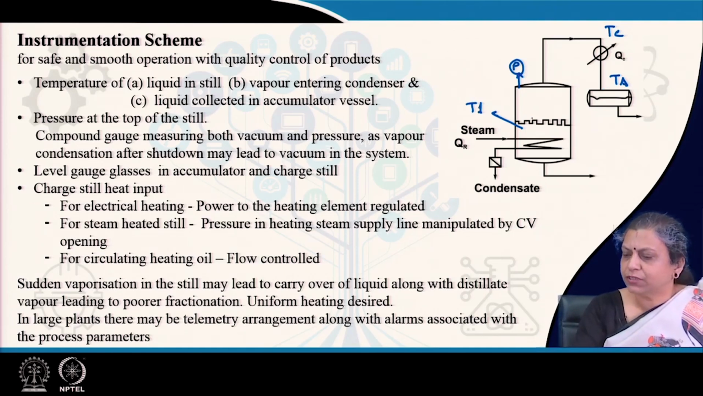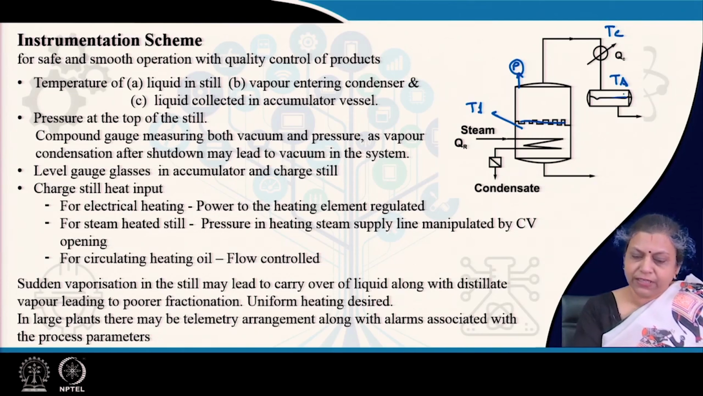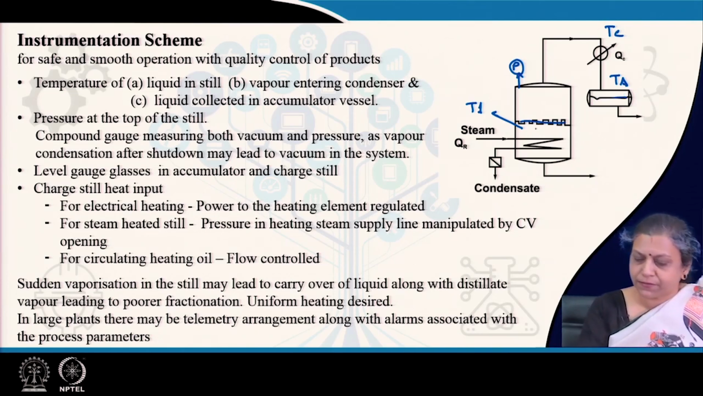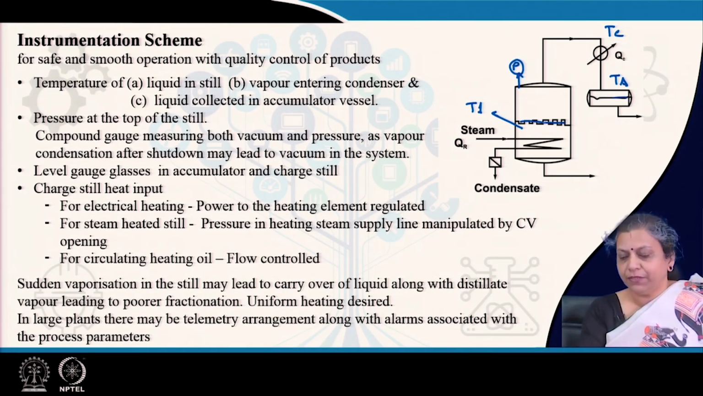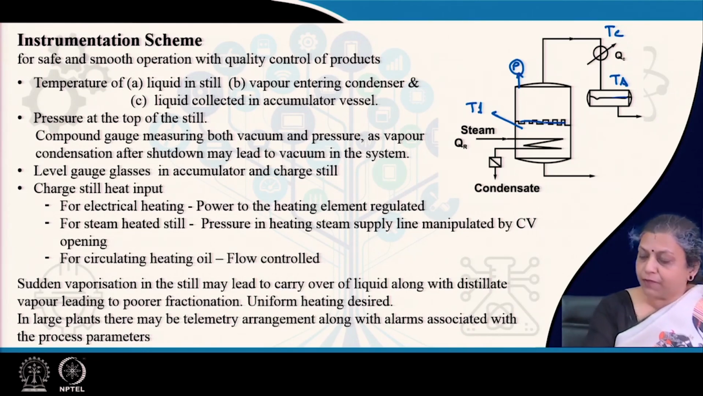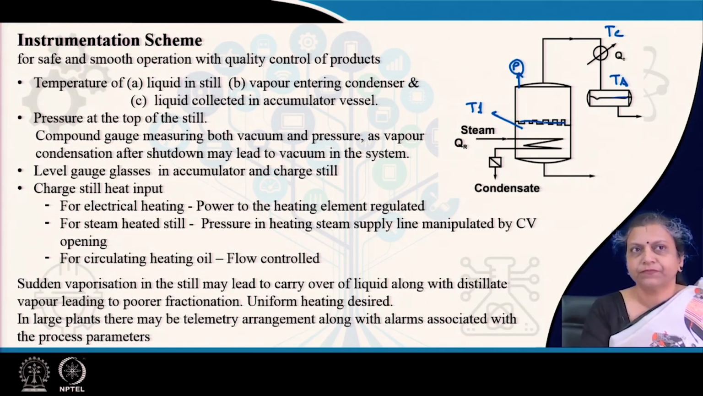Levels have to be controlled here, and here. So, you need level gauge glasses in these two places. Now, normally if you have a very small plant, then all these controls can be just at the column itself, and an operator can come and keep on measuring. If we have a larger plant, then there can be a telemetry arrangement along with alarms etc. associated to control and regulate the process parameters.